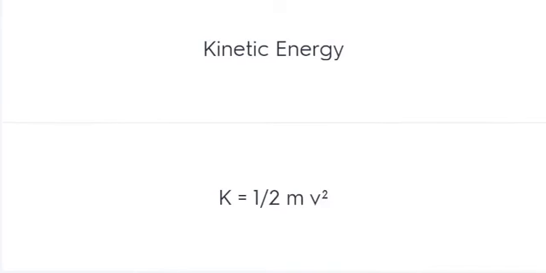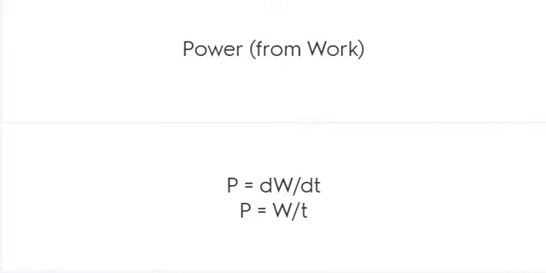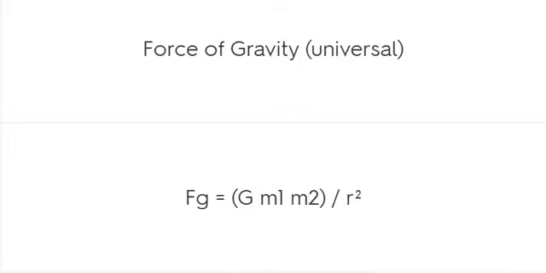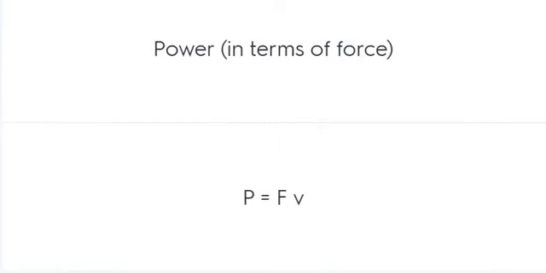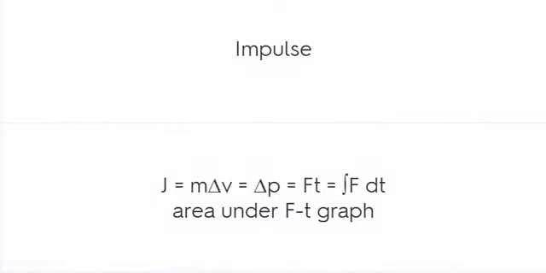Kinetic energy: K equals 1/2 mv^2. Spring potential energy: U equals 1/2 kx^2. Power: P equals dW/dt, P equals W over t. Force of gravity: Fg equals GMm over R^2. Power: P equals Fv. Momentum: p equals mv. Impulse: J equals delta p equals Ft, the area under the F-t graph.